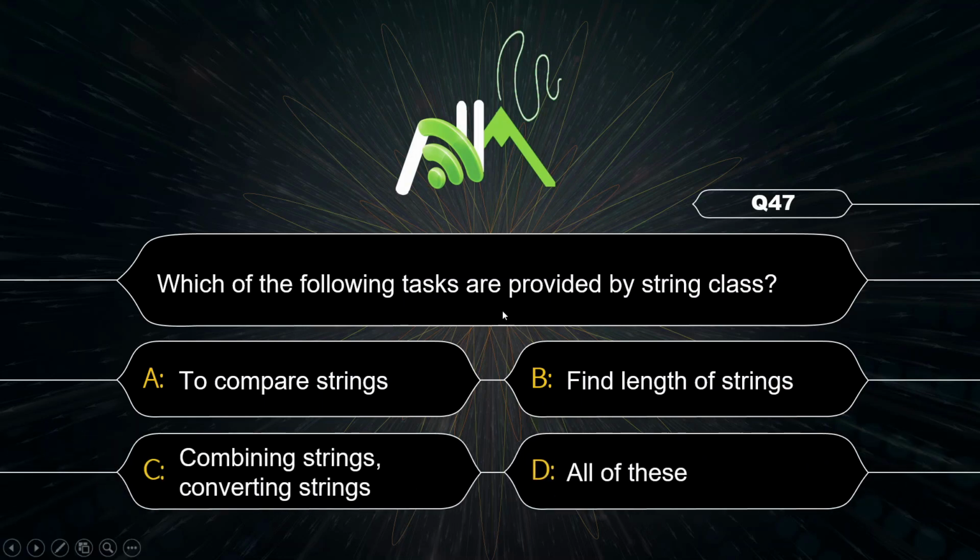Which of the following tasks are provided by the String class? To compare strings, find the length of a string, combine strings, convert strings. The correct answer is D, all of these. The String class also provides methods to perform tasks like append string, extract part of a string, and split a string into substrings. So here the correct answer is all of these.